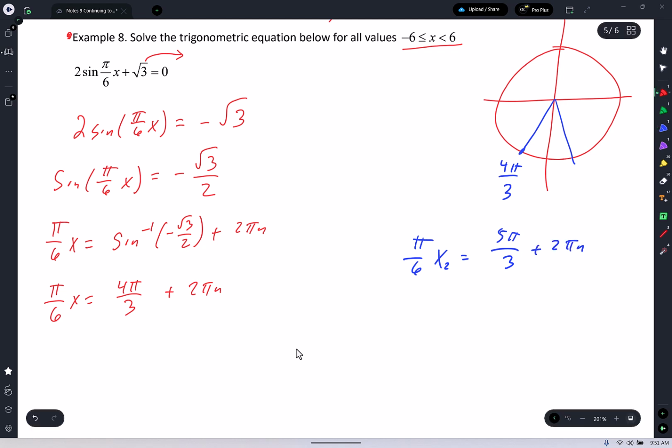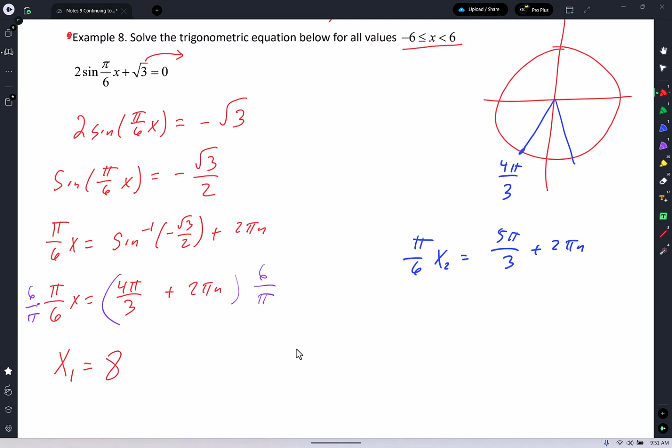Are we still okay? I'm looking at the red one, not the blue one. I want to get rid of that pi over 6, so I'm going to multiply it by 6 over pi. Whatever you do to one side, you do to the other. Here's what I get. x1 equals, let's see, 3 goes into 6 twice. Pi's cancel out. 2 times 4 is 8. Get a nice, pretty number. See? All I did was this. You can go 4 times 6, 24. 24 divided by 3, 8.